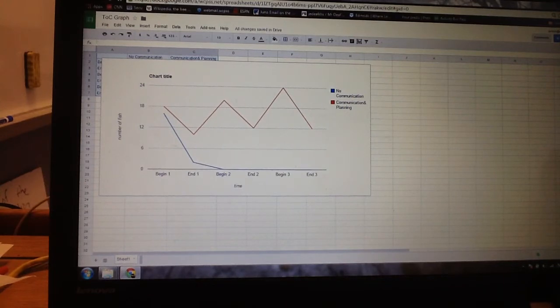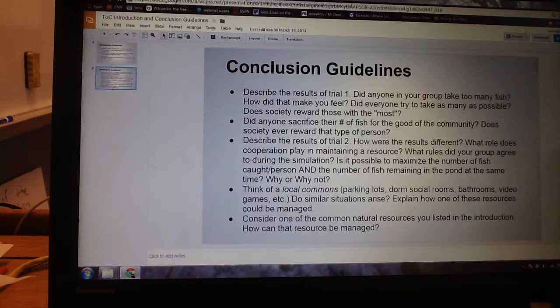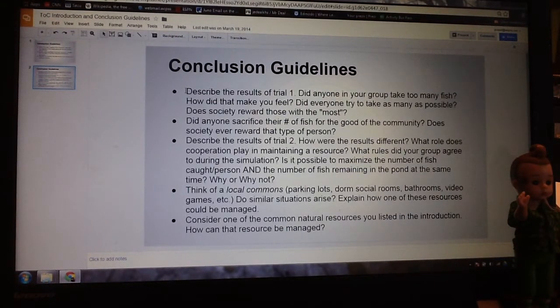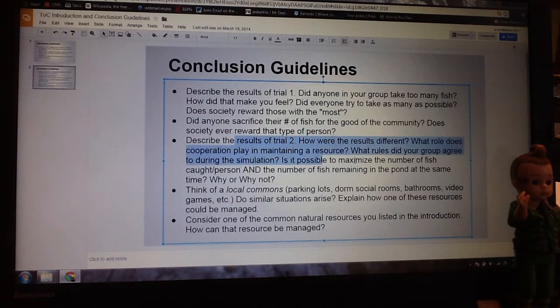Let's look at the conclusion and some of the things we're supposed to write in there. Obviously remember to copy and paste this into your lab report. This is the analysis section. The measurements you took was the data section. As we look at the conclusion guidelines, the first and second bullets are really just you reporting on your experience during the experiment. Did anybody in your group take too many fish? As I looked around the room, it looks like that was a definite yes. So just respond to these questions right here. And the third bullet, again, just respond to your personal experience in the lab.